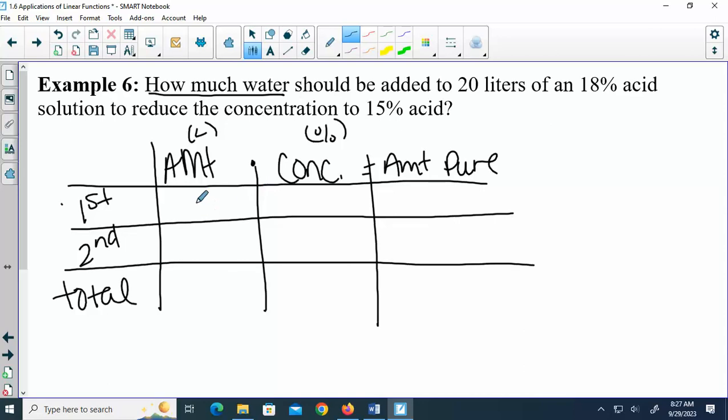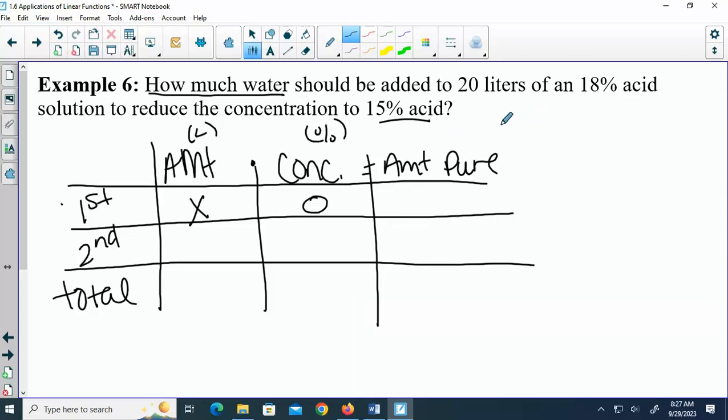Okay, so do I know the amount of my first thing? So that's my x. Okay, concentration. We are mixing water. If I go get a drink out of the water fountain right now, what percent acid is that water? Hopefully zero, right? Water has nothing else in it, we hope. So the concentration, we're looking for the concentration of acid in this case. So water is what percent acid? 0. So pure is 100%, but water is 0.